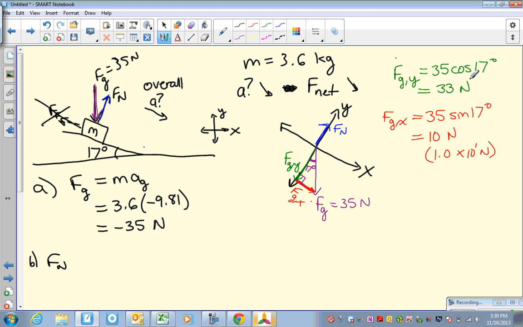Now technically FGY, if you notice, FGY is going down. So just like this was negative, this is going to be negative. And our FGX is going in the positive x direction, so that 10 newtons can stay positive.